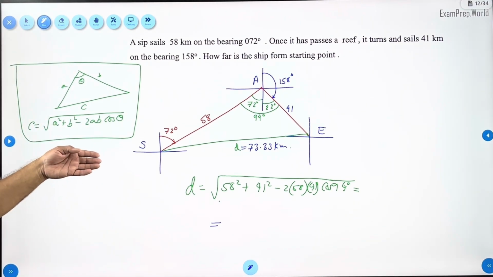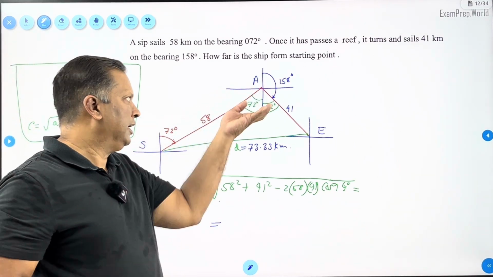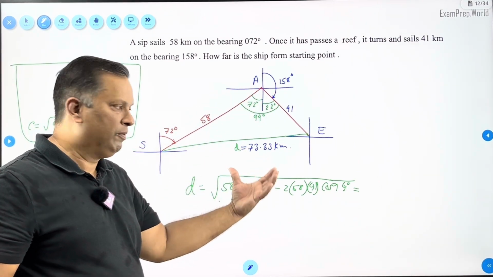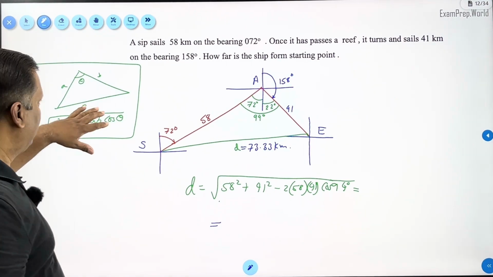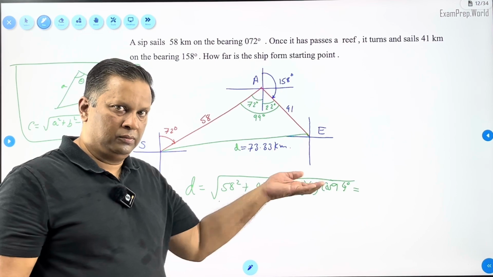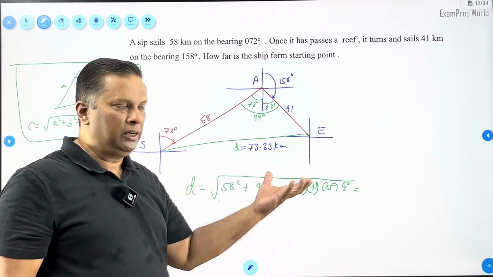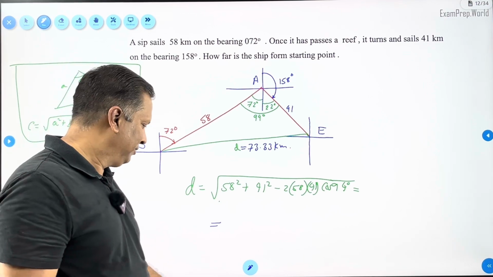So we used what? Cos rule here. You have two sides and the angle between them. The third side can easily be found using this formula. If you have forgotten the formula, you can go to the trigonometry videos where I have shown the cosine rule. Learn that, it will become very easy for you. Let's do the next question.